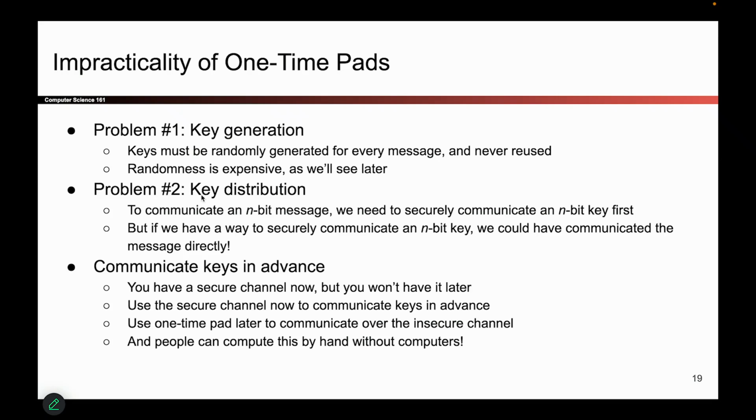So it turns out key distribution is expensive. And in fact, it's so expensive that just sending the message using your key distribution scheme would have been exactly the same. So these are two problems. And they basically both come down to the fact that you have to generate a key every single time you encrypt a message. And that's just too expensive.